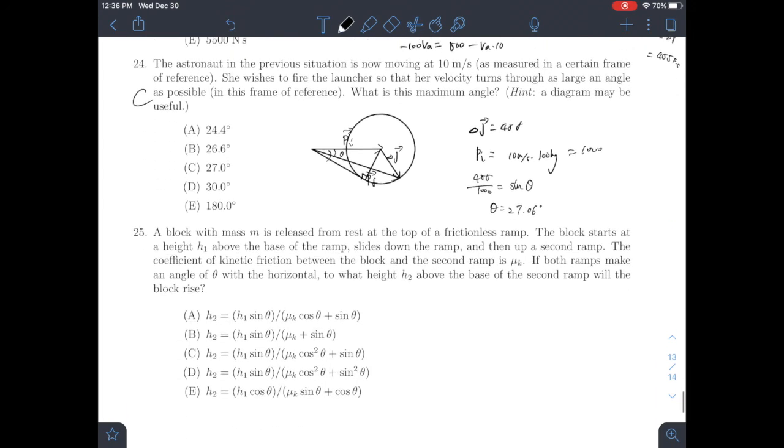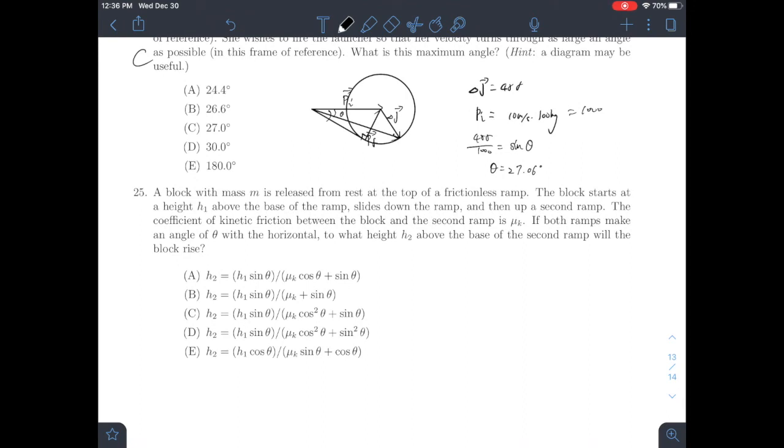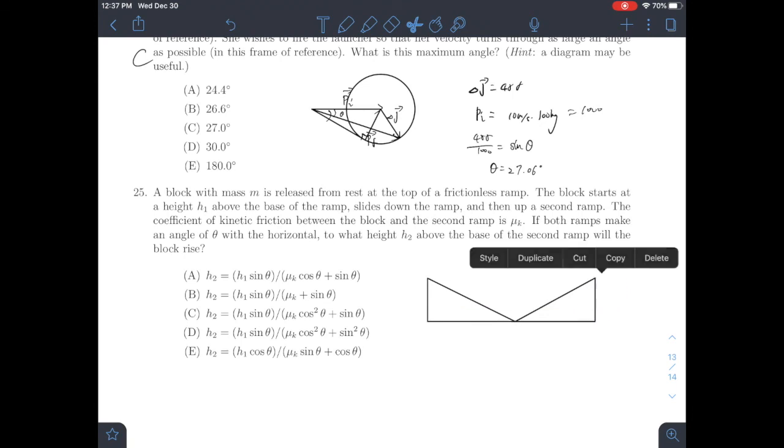A block with mass m is released from rest at the top of a frictionless ramp. The block starts at height h1 above the base of the ramp, slides down the ramp, and then up a second ramp. The coefficient of kinetic friction between the block and the second ramp is mu k. If both ramps make an angle of theta with the horizontal, to what height h2 above the base of the second ramp will the block rise? We saw a similar problem last time in 2011, but here the angle is given. This time the first ramp doesn't have friction, the second ramp does.